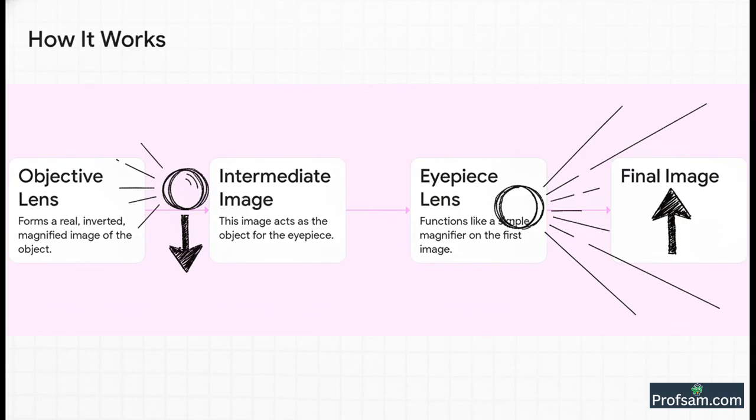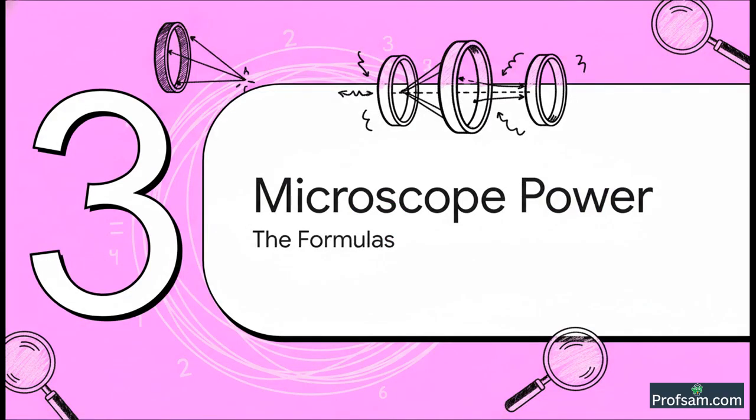And in the final step, it takes that intermediate image and magnifies it even more to give us the final, super magnified, virtual image that we see. It's magnification on top of magnification. Okay, now for the numbers part. Don't worry, it's not complicated at all.